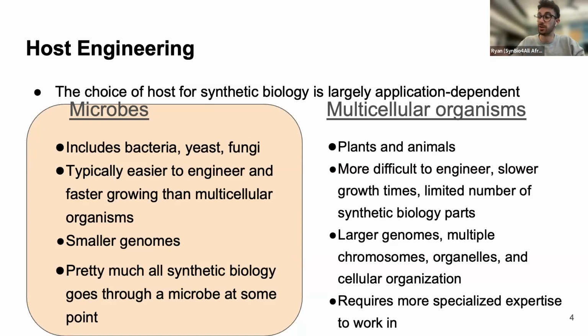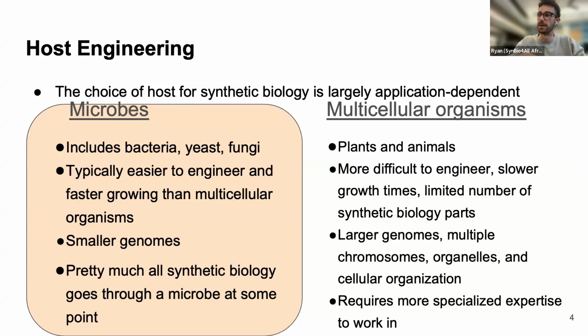Versus multicellular organisms are more difficult to engineer. They grow slowly, and there's a limited number of synthetic biology parts, so every genetic engineering effort takes longer in them. In addition, they have larger genomes, several chromosomes, and different organs and cellular organization. So there are a lot of challenges there, and it requires more specialized expertise to work in.